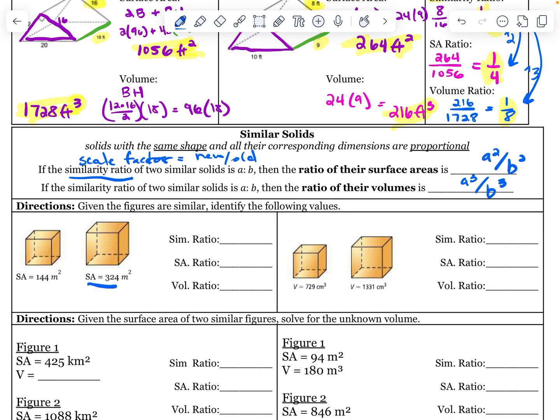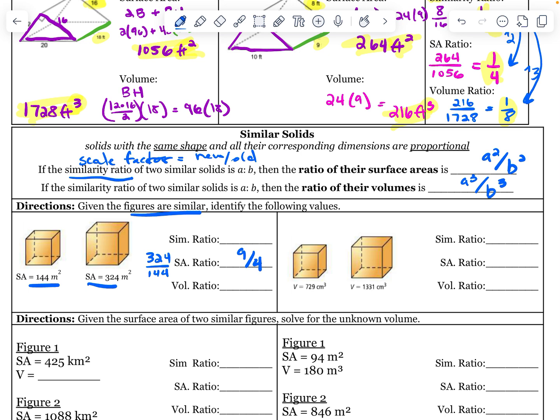It gives me surface areas of these two similar solids. Given the figures are similar, they're telling me they're similar, all right? So let's see, the surface area ratio is this over this. Let's see if that reduces any using the 246 over 144 is 9 over 4. So my similarity ratio is 9 over 4.